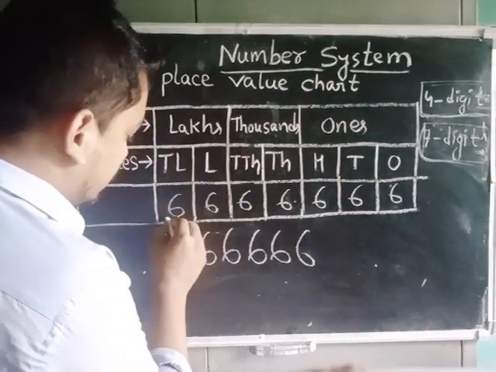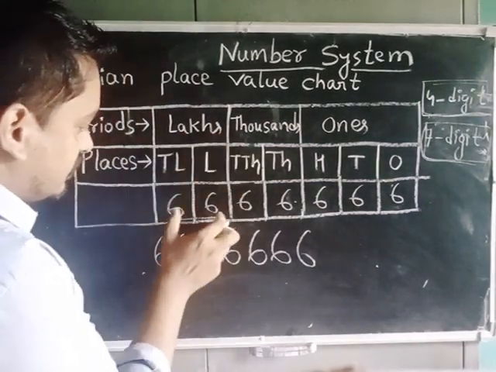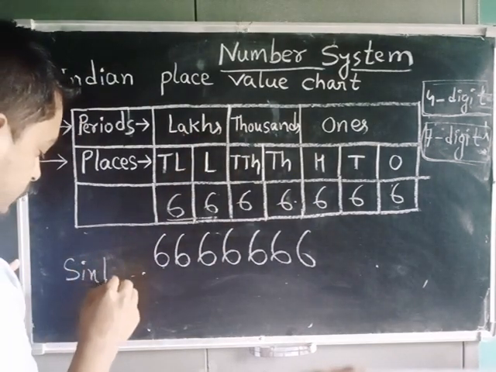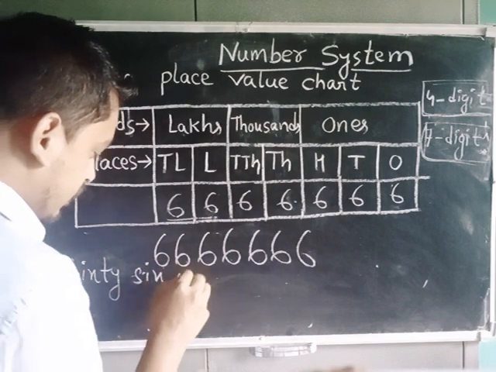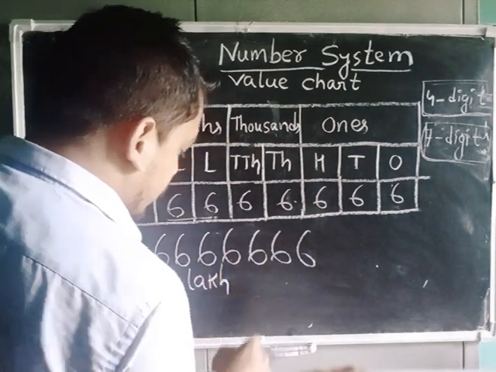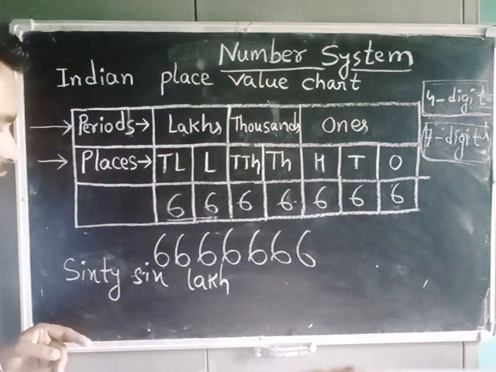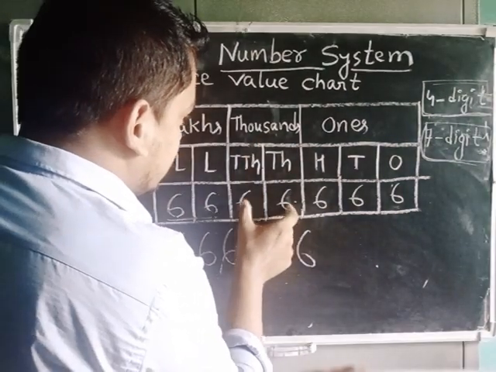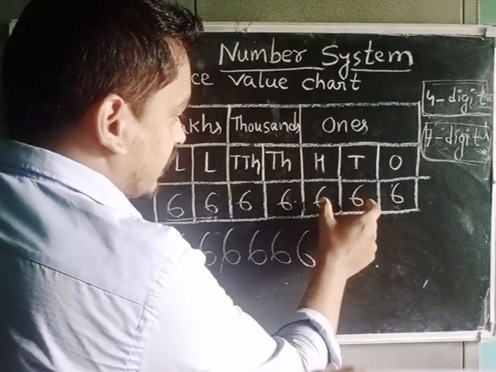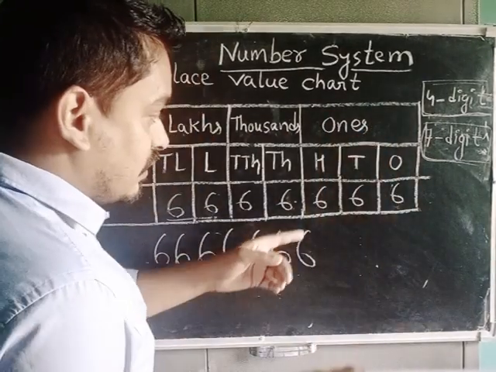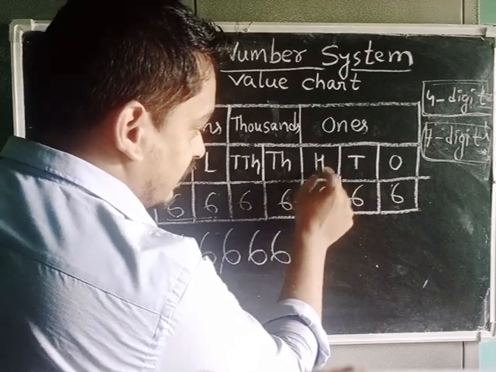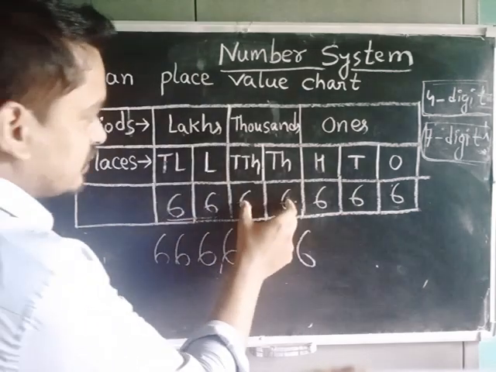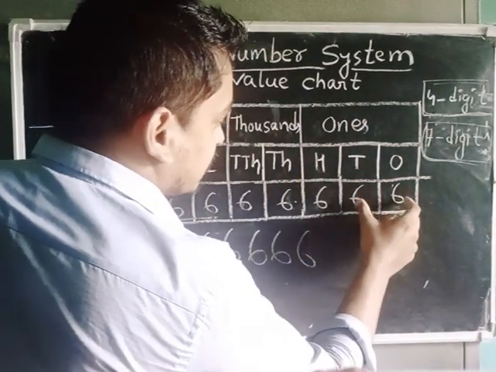You see, in the lakh place it is 66. So 66 lakhs. Then after that, in the thousands place it is 66. So again we can say 66,000. Then after that, in the ones place what is written here? It is 6. You see 600, then 66. So what do we get? We get 66 lakhs, 66,000, and 666.